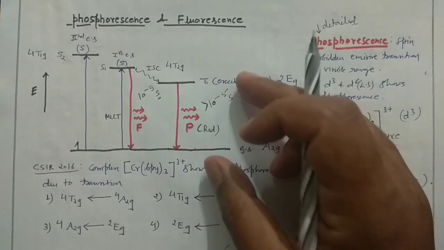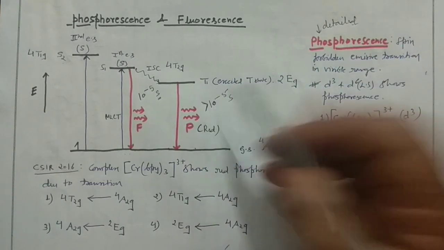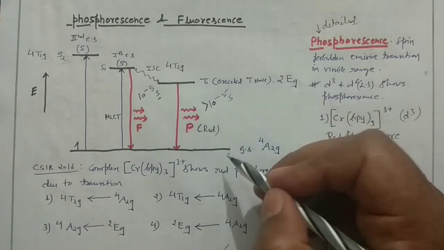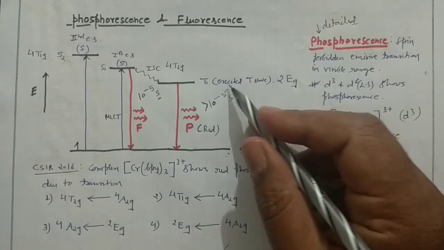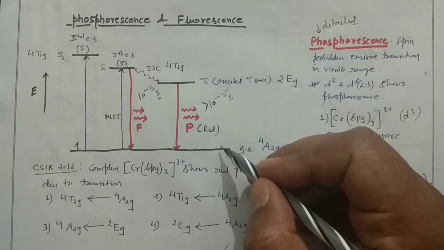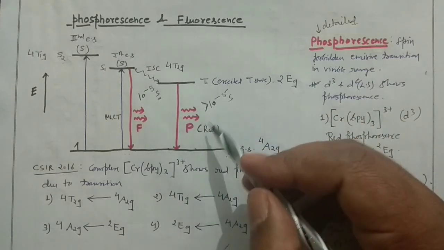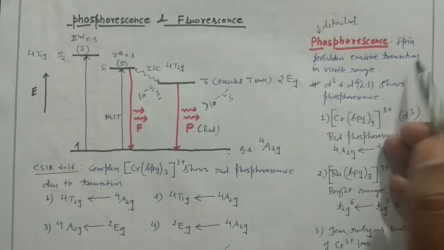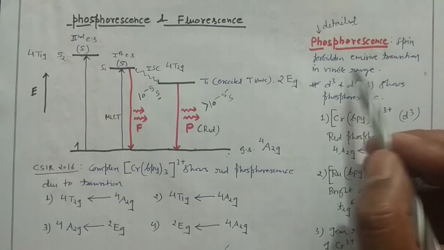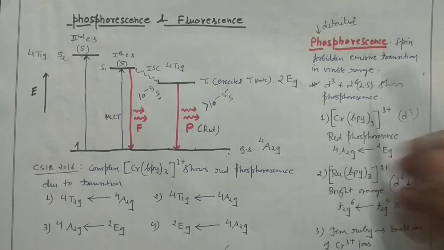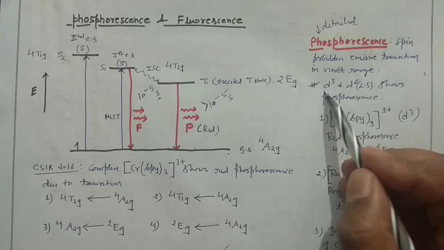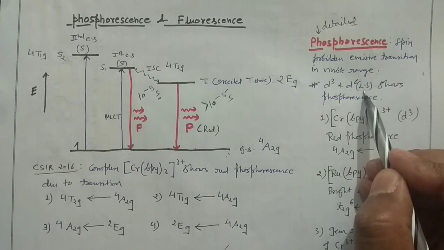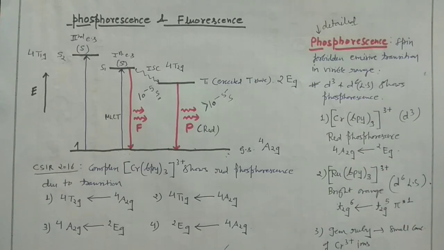Okay, and this phosphorescence takes place from the triplet excited state to the singlet ground state, right? That means it's a spin forbidden transition. This you should remember. Fluorescence is spin allowed, phosphorescence is a spin forbidden transition. Now you can see here this phosphorescence is a spin forbidden emission transition in the visible range. Okay, and generally the complexes which have the d3 and d6 system, and d6 the low spin, not the high spin but the d6 low spin, they show phosphorescence.